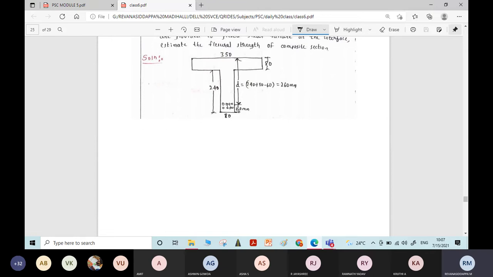Here, the number of wires given is 8, with 5 mm diameter. Calculate the area of prestressing steel. A_p is equal to pi d square by 4, that is pi into 5 square by 4, into 8 wires. What is the total area you get for the prestressing steel? It is 157 mm square.